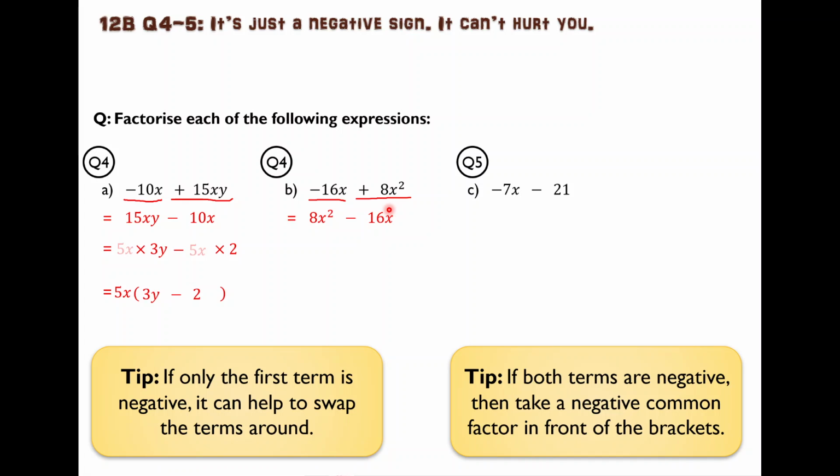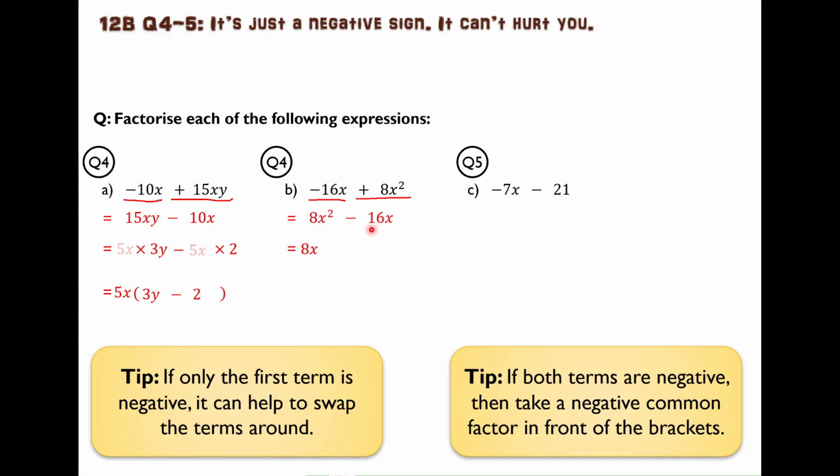Now we can start to look for a common factor. The number part, what's the biggest number that goes into 8 that also goes into 16? It is 8. And x squared is here, x is here. The highest power of x that goes into both of them is x. If you're not sure about that, go back to the bit where we did highest common factor.